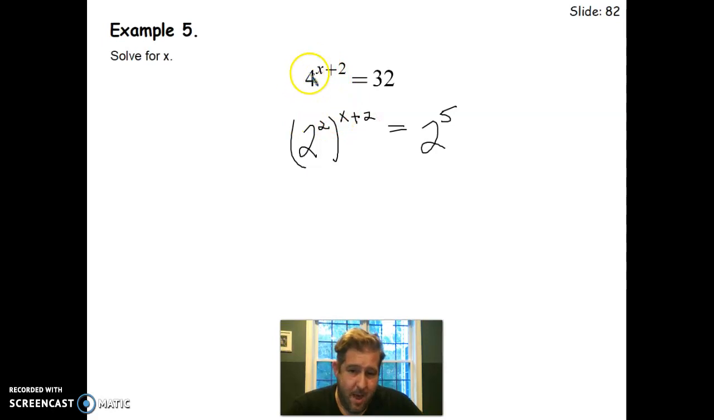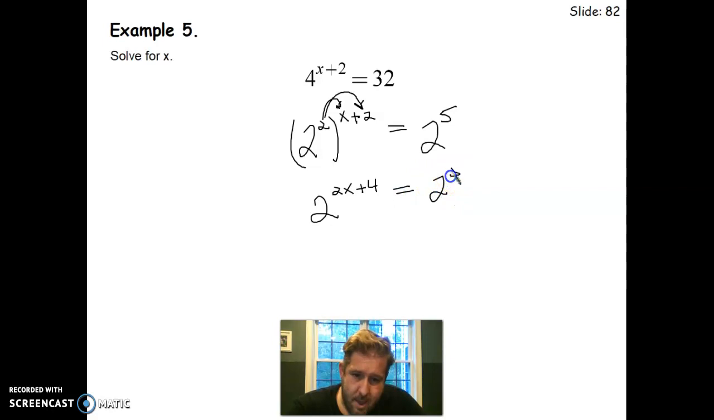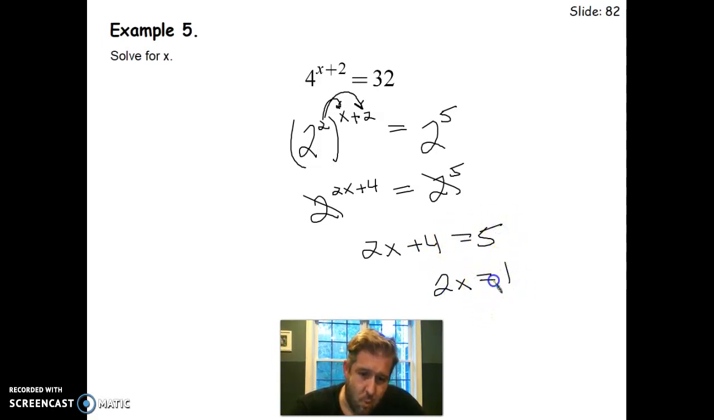All right, so now we have 4 that changed to 2 to the 2nd. That's why I put it in parentheses, because it's really the same as 4. But that's a power raised to another power, which means you have to multiply the powers. And when you have a monomial times a binomial, you have to distribute that. So this is really 2 to the 2x plus 4 power. And now the bases are the same. So now it's just simply an Algebra 1 equation. And we can solve, and it looks like the answer is going to be 1/2.